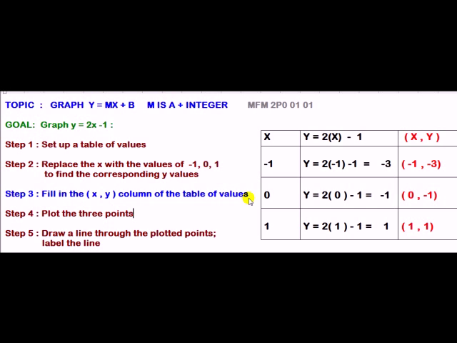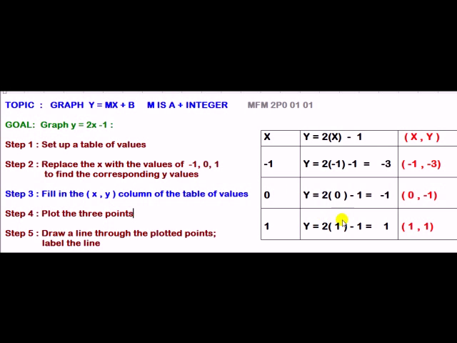Step 3, fill in the xy column of the table of values. So, to fill in the third column, what you're going to do is look at the values of x and y and put them together as a set of ordered pairs. So when x is equal to -1, the output for y was -3. So write -1 comma -3 as your ordered pair.